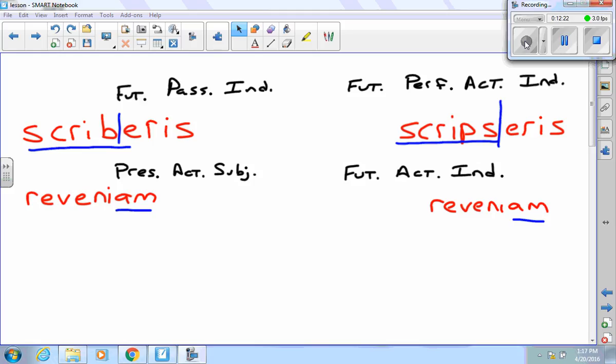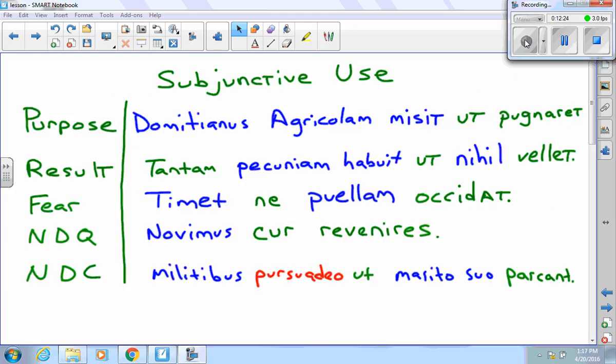Next, we have the subjunctive use. So we know what a subjunctive looks like. Do we know how to use it? Well, you guys have 5 different ways. Well, I only have 5 here. You also have a couple of others. I did omit the cum clause and a couple of others.